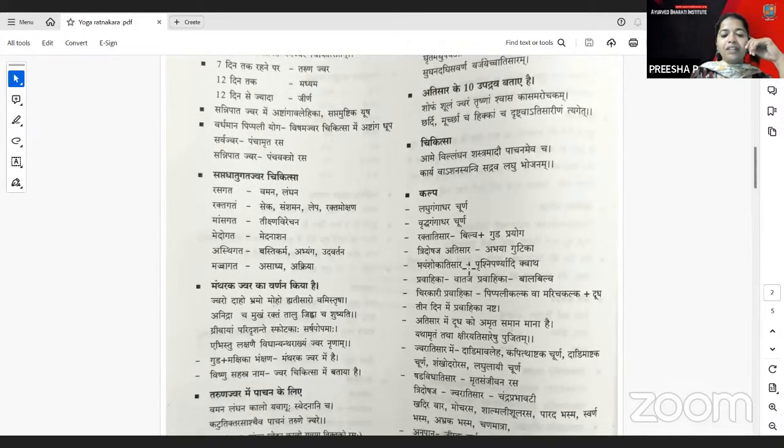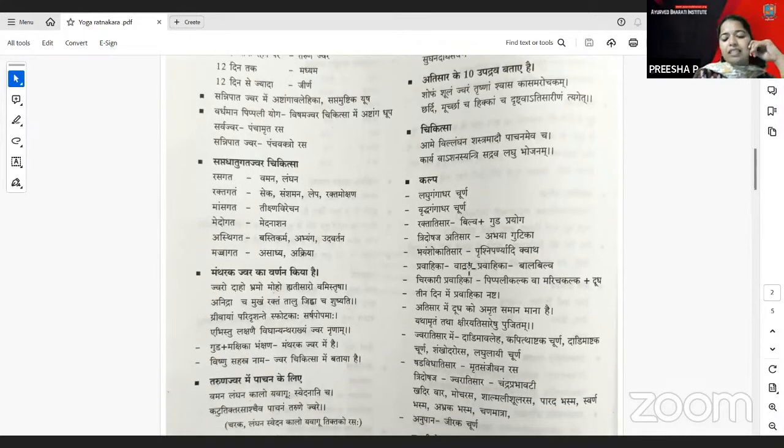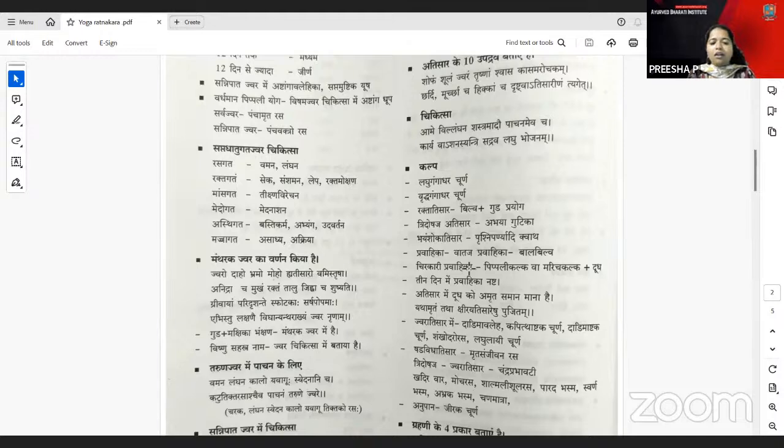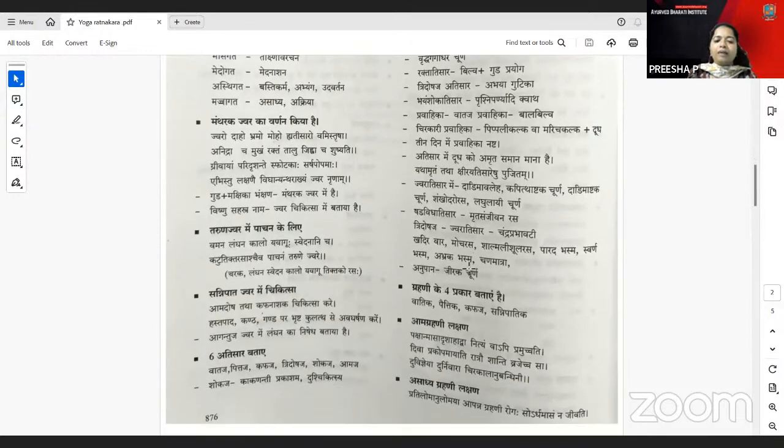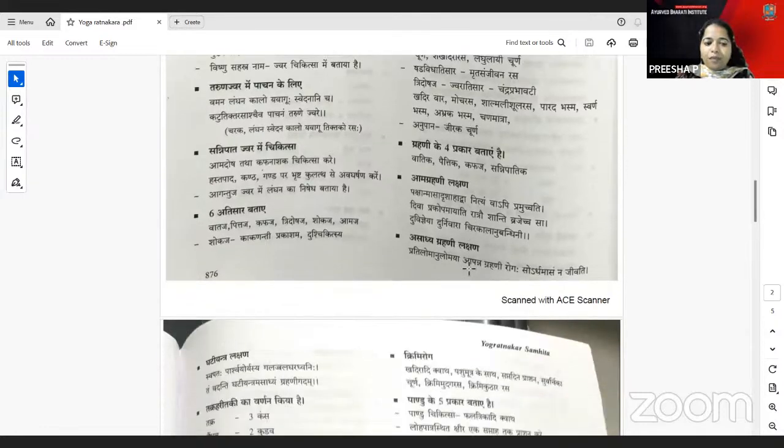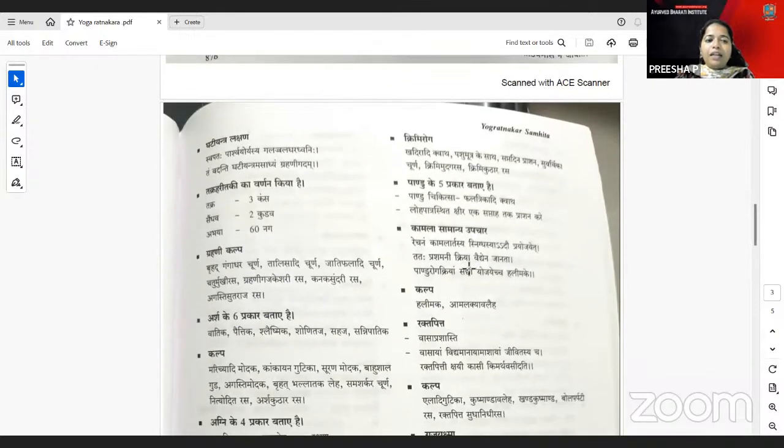And you have for Shadvidha Atisara, the Mrita Sanjeevana Rasa. And for Tridoshaja Jwaratisara, the Chandraprabha Vati. Anupana is with the Jiraka Churna. And Grahani is about the 4 types which is mentioned: Vatika, Paitika, Kaphaja, and Sannipatika. And you have the Amagrahani Lakshana. Chirakalani is the Amagrahani Lakshana. Then you have the Ghatiyantra Grahani.